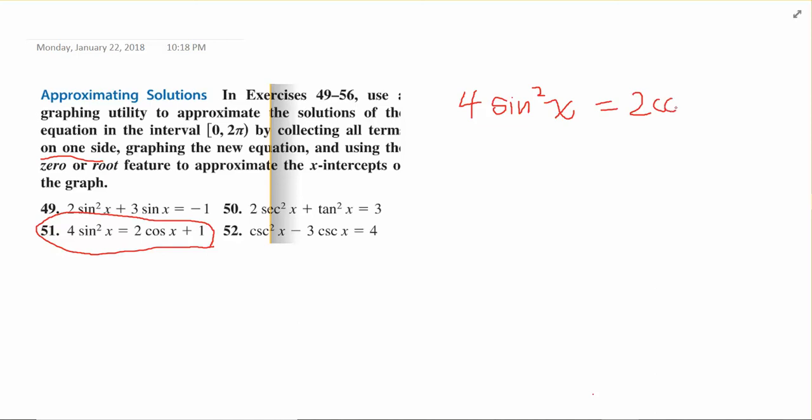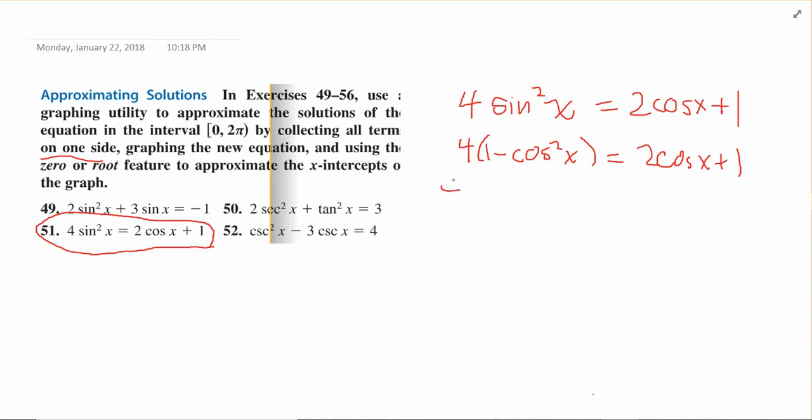So the first thing I want to do is make it all about cosine, since the sine squared can easily be replaced with 1 minus cosine squared. So I get 4 times 1 minus cosine squared of x equals 2 cosine x plus 1. Now I'm going to do what the book suggested, which is move the whole thing over.